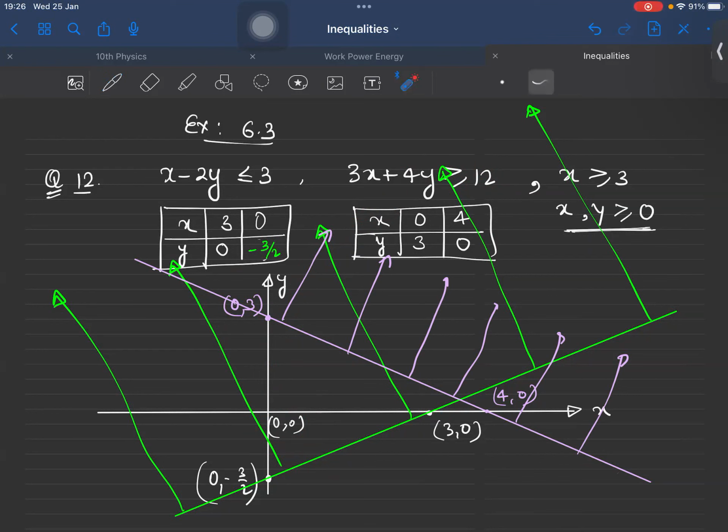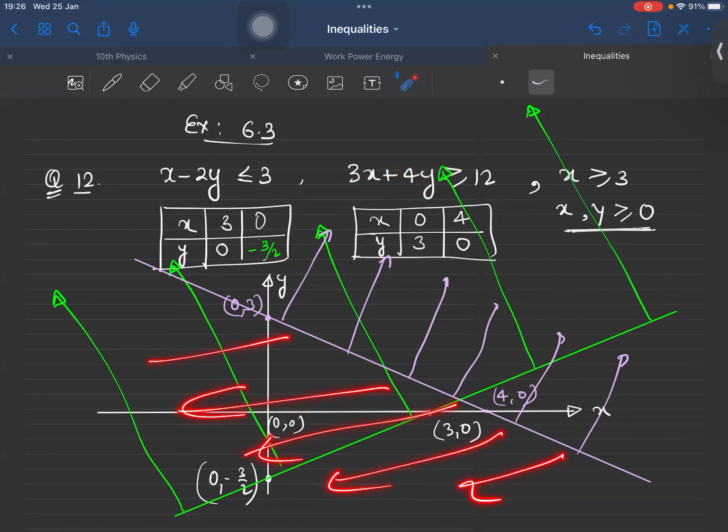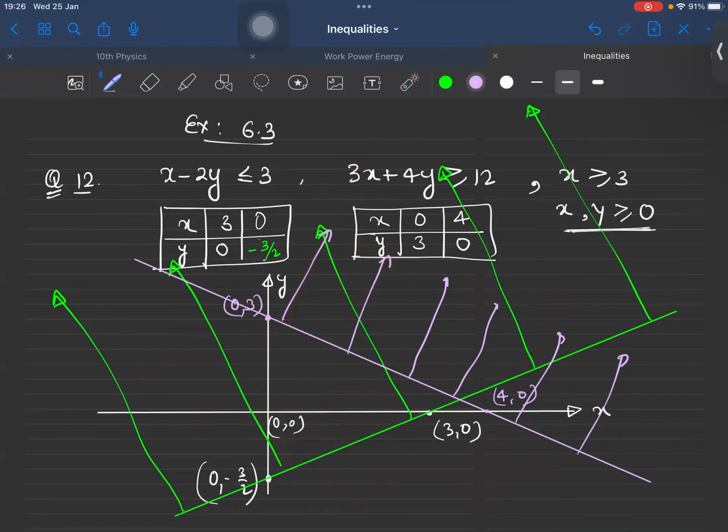Because if you substitute x and y both 0 here, what you'll get? 3 into 0 plus 4 into 0, that is 0. And it is not greater than or equal to 12. It is lesser than, right? So that means this side value is not possible. This is an incorrect value. All the values above it, this side of the curve. Now it is also given that x is greater than or equal to 3. One more point. So x should be greater than or equal to 3.